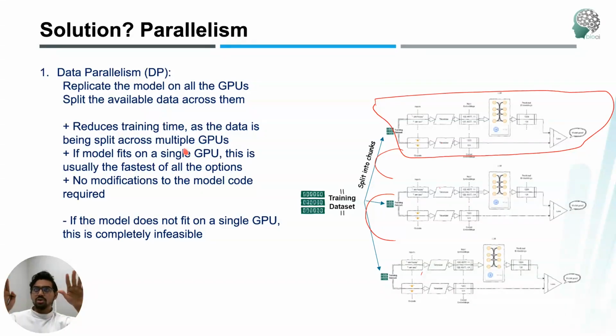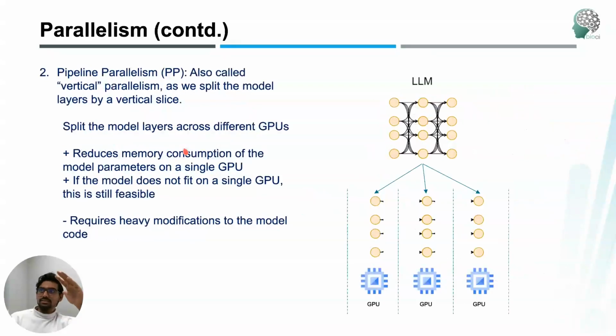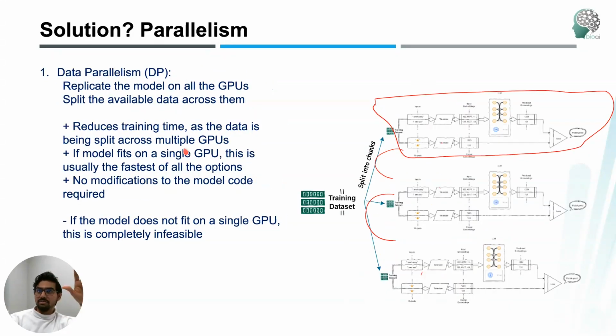And obviously this does not require any modifications to the model code because it's simply replicating everything on every single GPU. So it's completely, or rather mostly, stateless. But if the model does not fit on a single GPU, this is completely infeasible. So that's one thing to keep in mind.